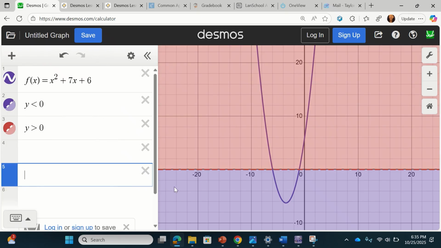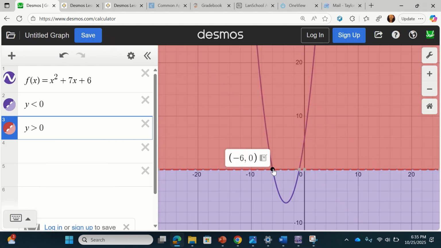Now, here's the problem with that. That is good for highlighting positive and negative. So you can clearly see like any part of the function that is in the red section is positive, and any part of the function that's in the purple is negative. But what's not cool about it is that basically you've highlighted everywhere, and that doesn't actually tell us the intervals.